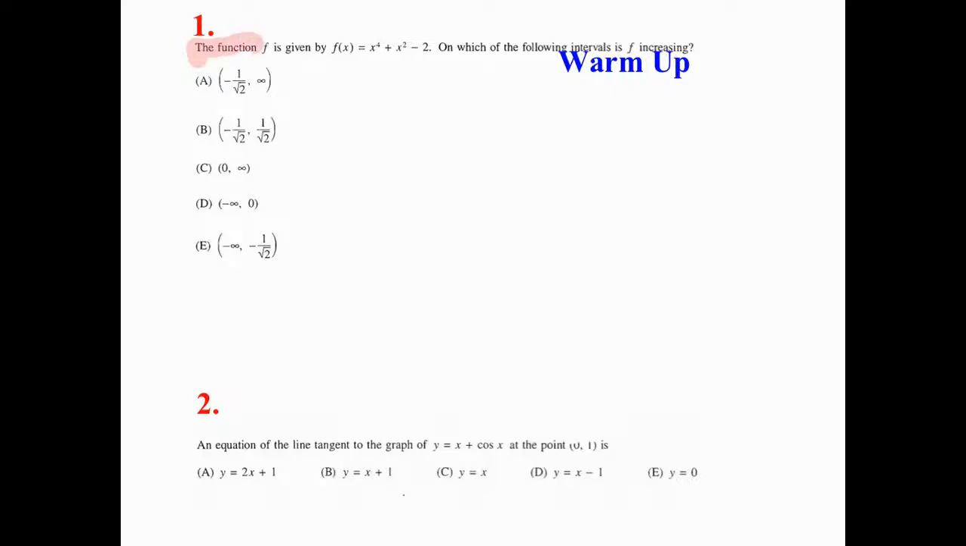So for a warm-up, the first thing: a function f is given by this function. On which of the following intervals is f increasing? To find out when f is increasing, pause the video and give it a try, and then I'll go over it. First thing I have to do is find the derivative. For 4x to the fourth, we have 4x cubed. For x squared, we have 2x, and then the negative 2 becomes a 0, so we don't bother writing it.